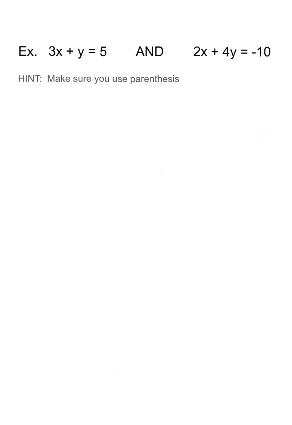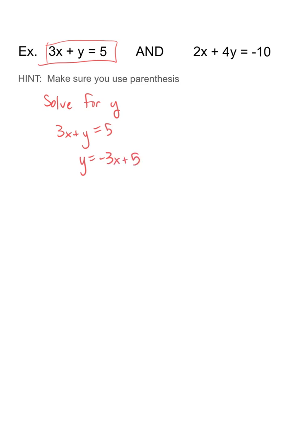All right, so here I have 3x plus y equals 5 and 2x plus 4y equals -10. To do this with substitution, I'm going to take this one and solve for y. I'm doing that because the y is sitting there by itself. That is why I'm choosing that. So I have 3x plus y equals 5, y equals -3x plus 5. Now I have what y equals, so I'm going to put that in here. Hint: make sure you use parentheses.